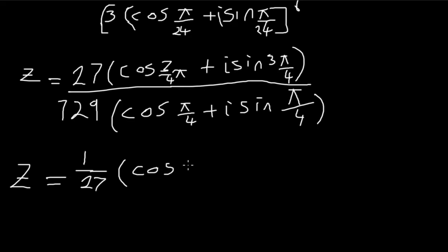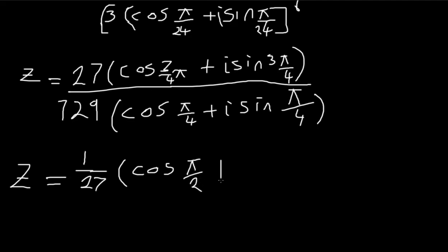So what you do with the angles when you're dividing two complex numbers, you subtract the angles. So you're going to subtract 3 pi over 4 minus pi over 4. So 3 pi over 4 minus pi over 4, you get 2 pi over 4. So 2 pi over 4 is just the same as writing pi over 2.